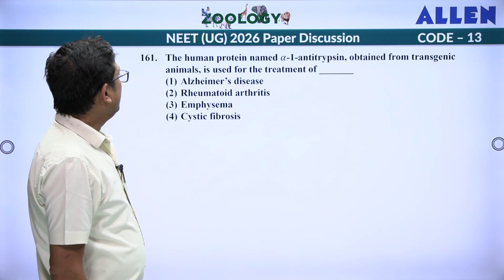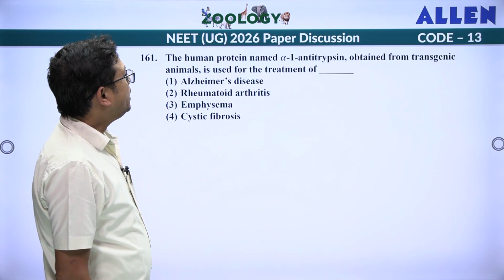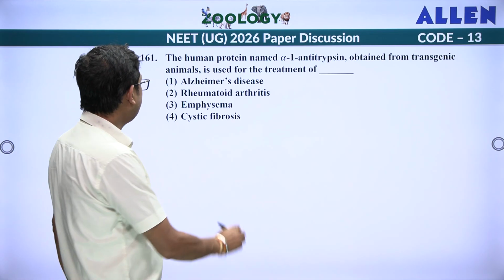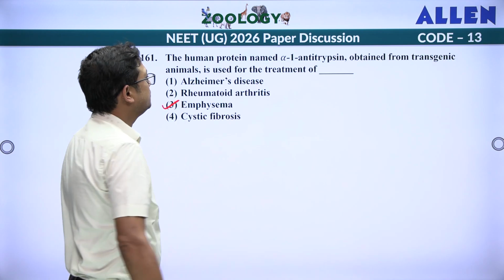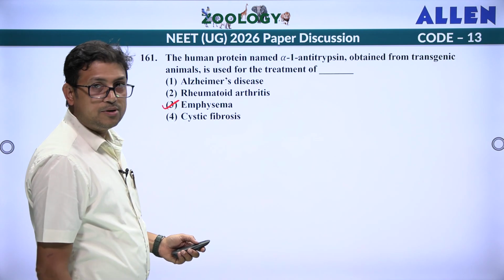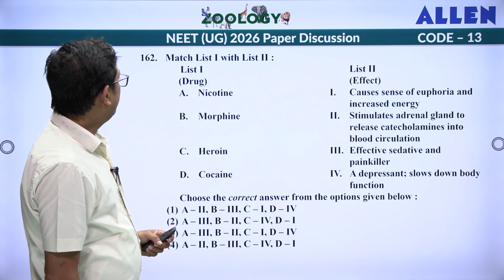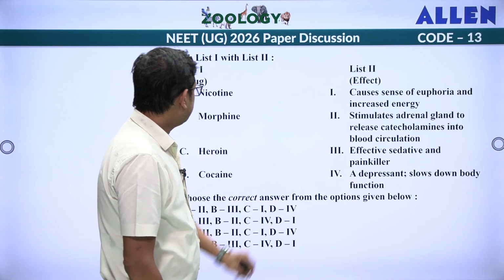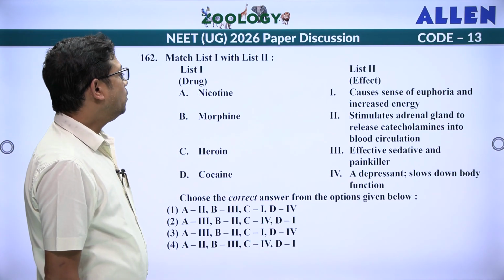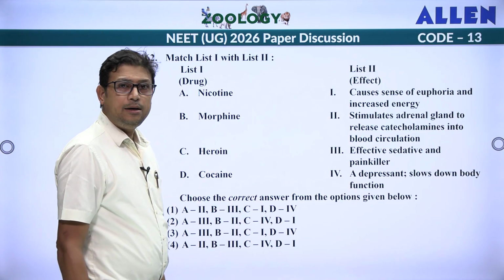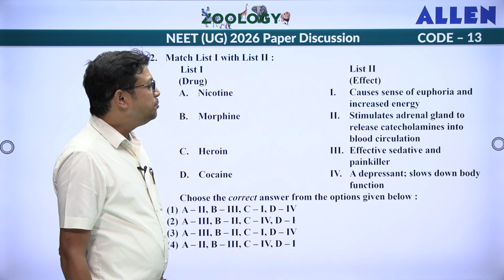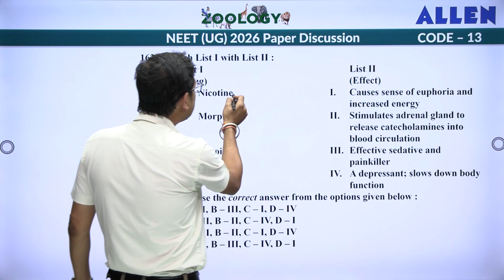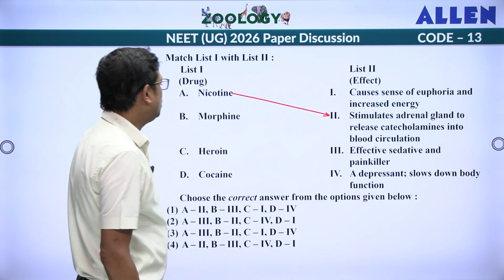Next. The human protein named alpha-1 antitrypsin obtained from transgenic animals is used in the treatment of, it is a direct question, emphysema. Third one. It is obtained from transgenic sheep. Okay. Match the list. Here are the drugs and their effect. Nicotine. Nicotine is generally present in cigarette smoke and all. So it stimulates the adrenal gland and releases catecholamine into blood circulation. So it is a stimulant actually. So A should be 2.